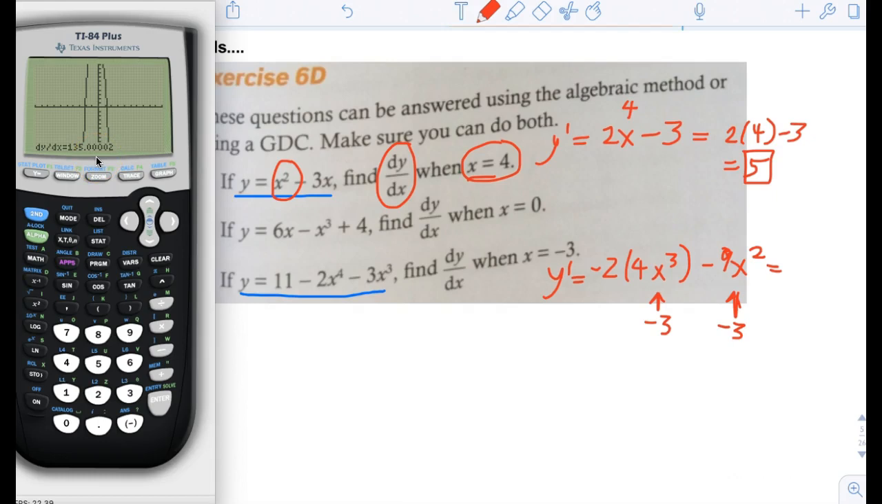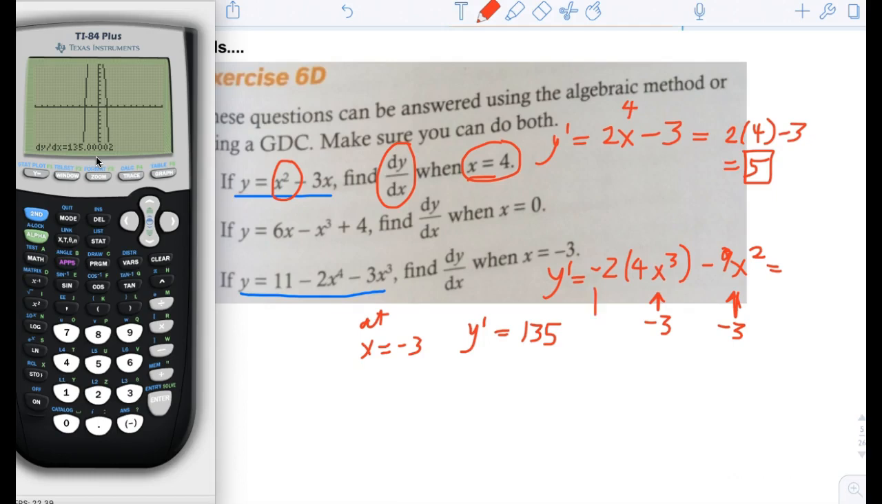at x equals -3 is actually 135. Okay, it's not 135.00002. It's just that when the calculator uses its method to do it, sometimes the numbers don't come out exact because it uses an estimation method instead of actually taking the derivative like you would.